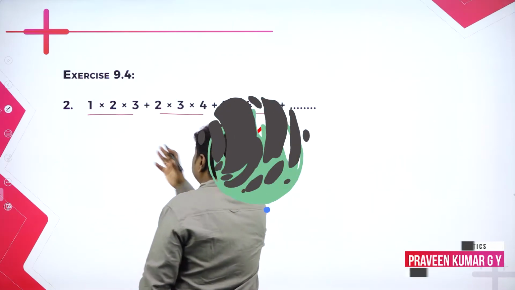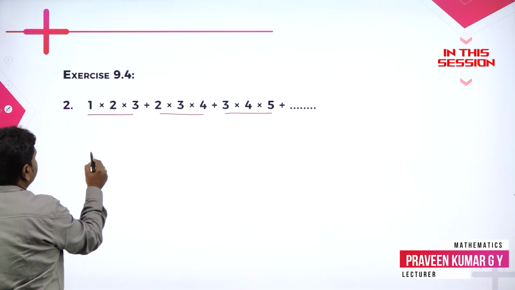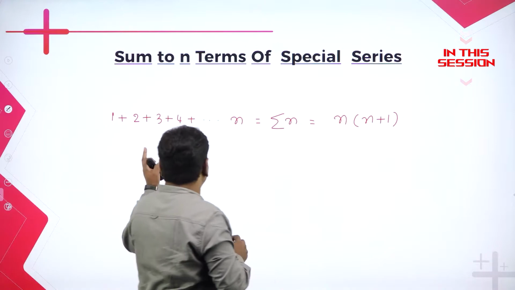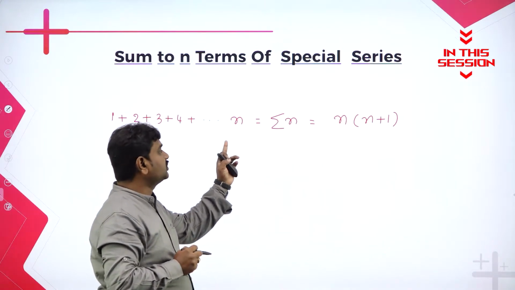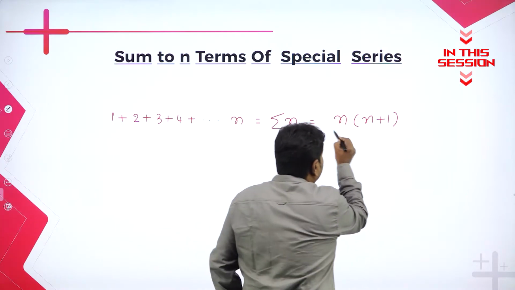3 into 4 into 5. It starts with 1, 2, 3. It is in order. So directly I can write this as plus, which means summation. The given problem is summation, meaning 1 plus 2 plus 3 plus 4 and so on. The sum of n terms is sigma n. Sigma n is n into n plus 1 by 2.